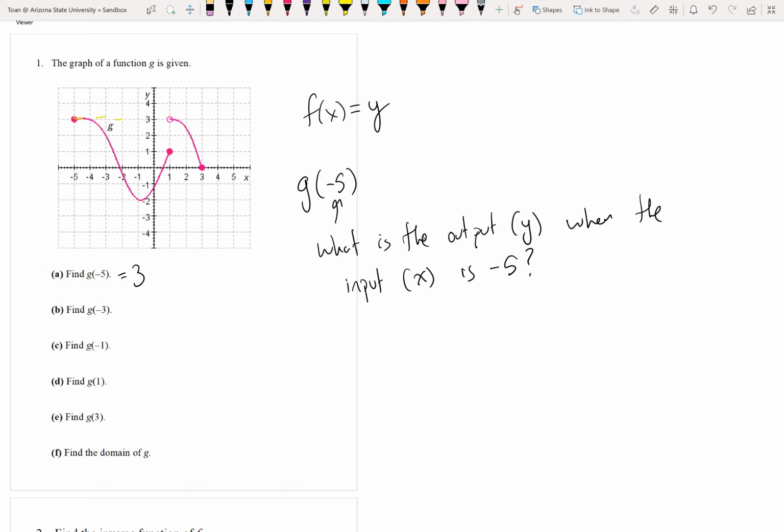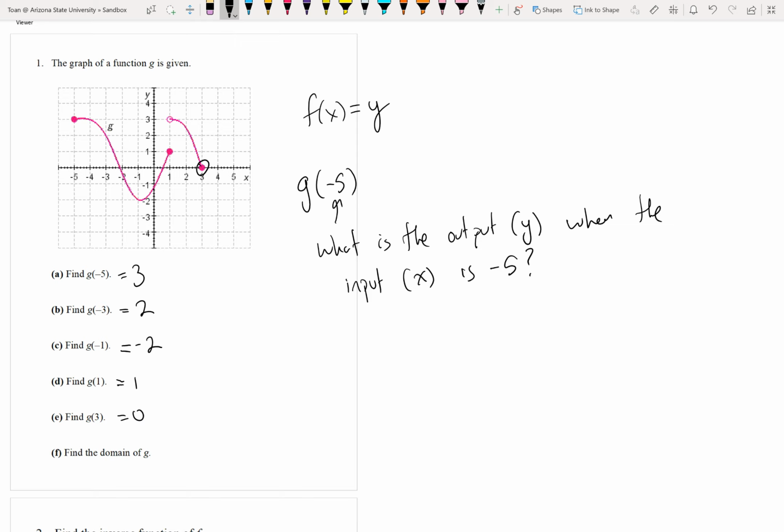So let's take a look at letter B, g of -3. So I look at x equals -3, and then I go straight up to the graph. What is that y value? That's going to be 2. G of -1. Here's -1. Go to the graph. What's the y value? It's -2. G of 1. Go to x equals 1 right here. Go to the graph. That's going to be a 1. And then g of 3 is right here, which gives us a 0.